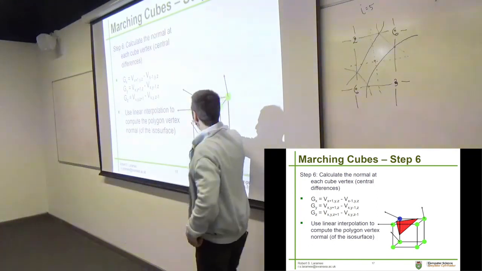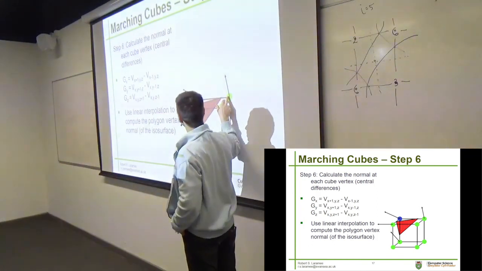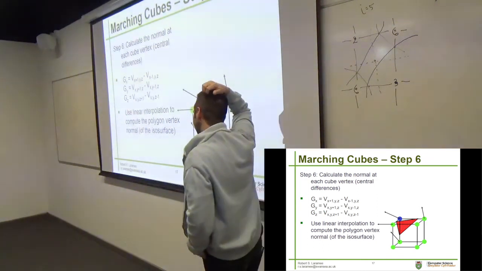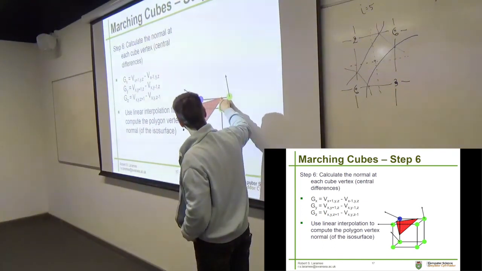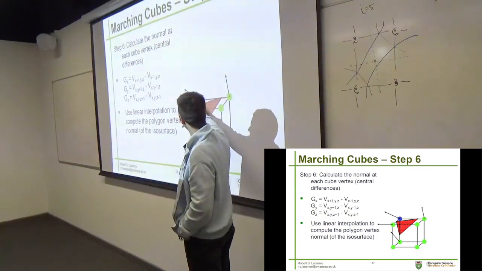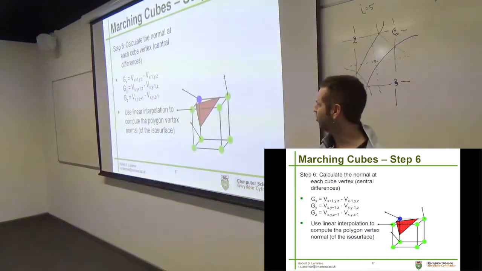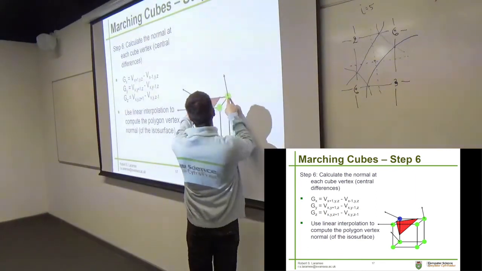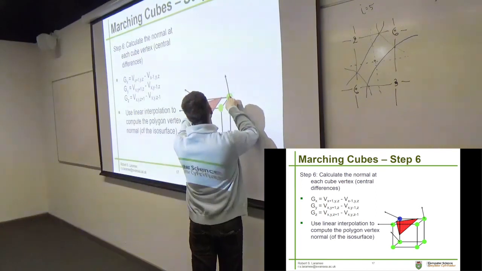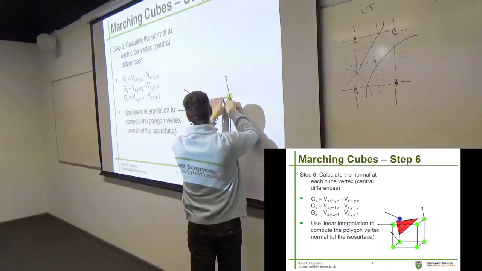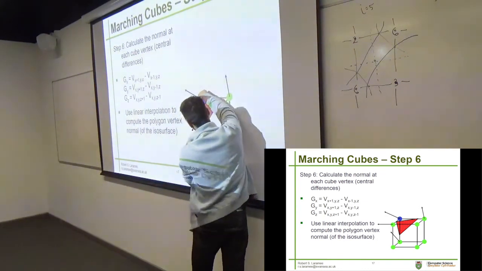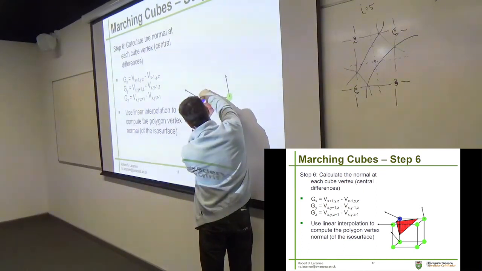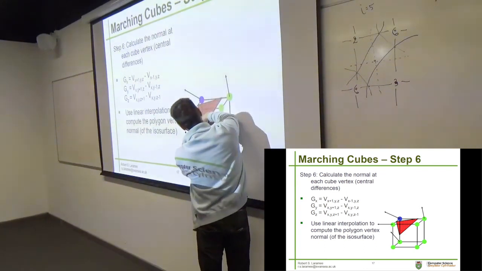Now that's the way to derive the normal vectors at the cube vertices, but then we have to use linear interpolation to compute the polygon vertex normal. So we need a vertex normal stored here, here, and here. And we linearly interpolate the x components, the y components. To get this one, we interpolate these two vectors at this position. And to get this one, we interpolate these two at this position. And to get this normal vector at this triangle intersect vertex, we interpolate these two.